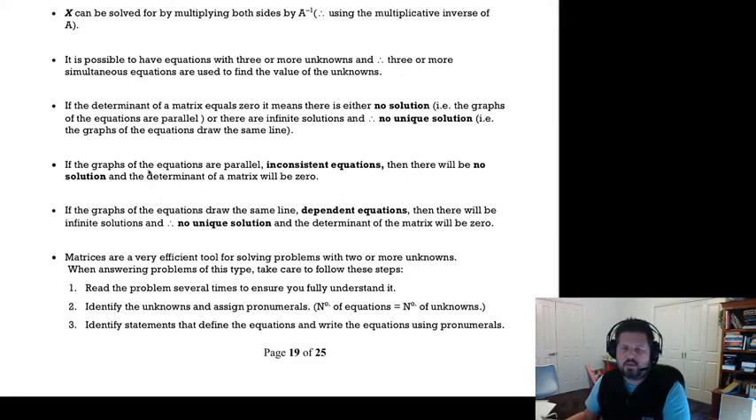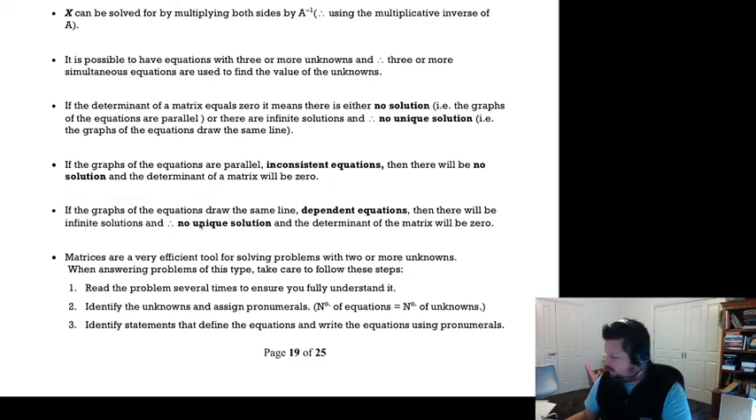Next thing to note is, if the graphs of the equations are parallel, it's also known as inconsistent equations, then there will be no solution. And as we said here, the determinant of that matrix will be 0. Likewise, if the graphs of the equations draw the same line, which are known as dependent equations, then there will be an infinite amount of solutions. That is, you're not going to get a unique solution, and again, the determinant of that matrix will be 0.